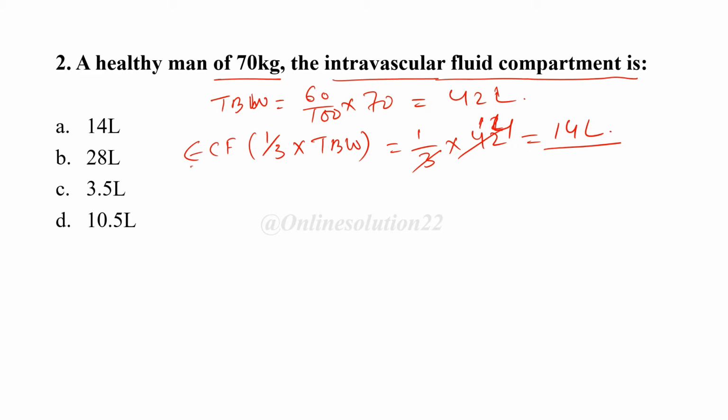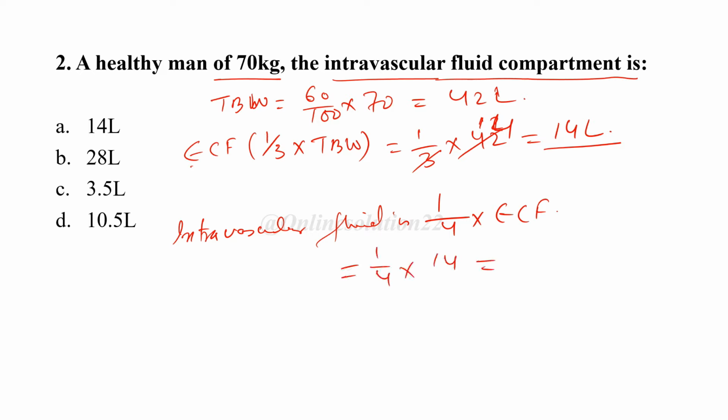Now the intravascular fluid is 1/4 of extracellular fluids. So it's equal to 1/4 multiplied by 14. If we multiply this by 14, we will get 3.5 liter. So the correct answer here is option C, that is 3.5 liter.